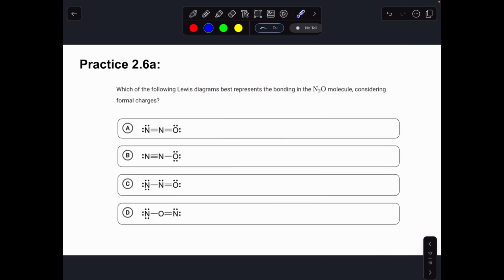Okay, go ahead and hit pause and try this practice problem on your own using formal charges to help you pick the valid structure. When you're done, go ahead and unpause and see if you got it right.